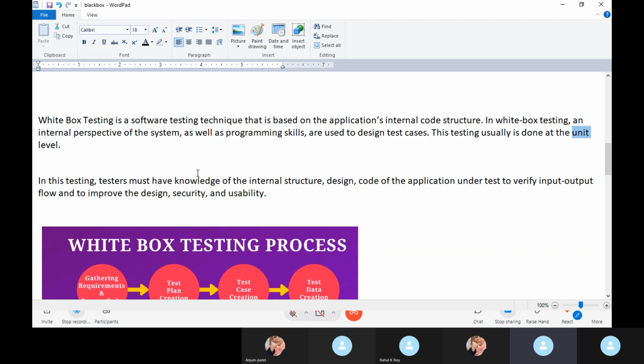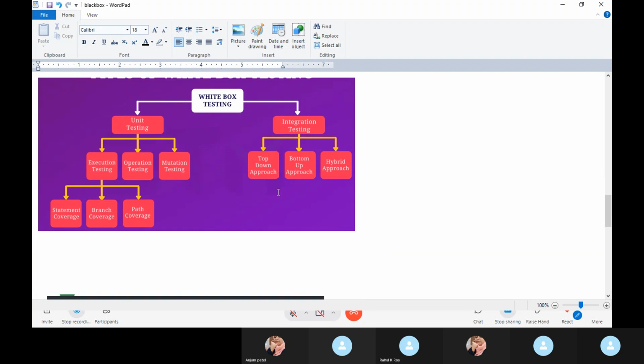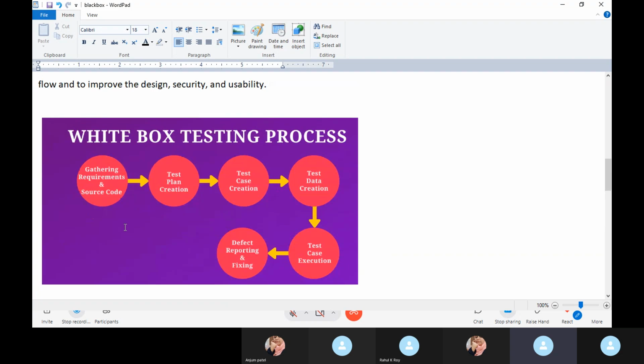In this testing, the tester must have knowledge of the internal structure, design, and code of the application under test to verify input output flow and improve the design, security and usability. If any tester has the knowledge, then only he can do it. Otherwise, developers basically do. And this is the process: gathering requirement, test plan creation, test case creation, test execution, defect reporting. This is the process of white box testing, the same process that we have discussed in STLC.